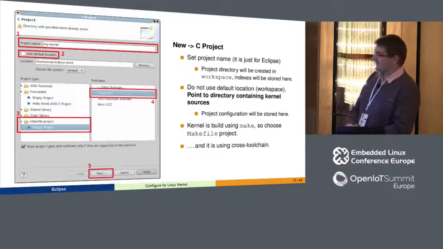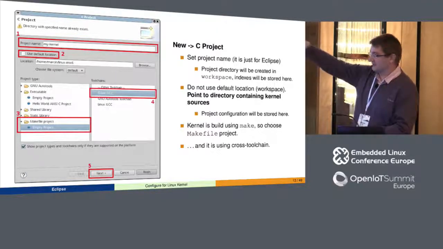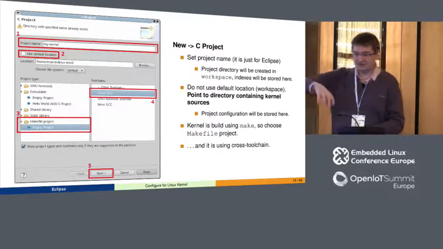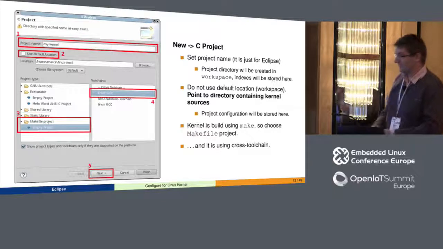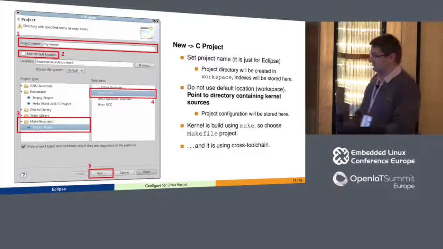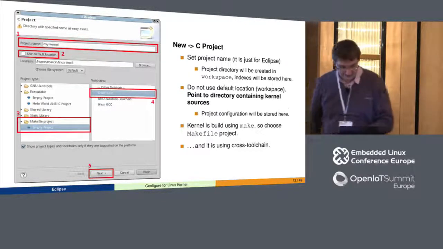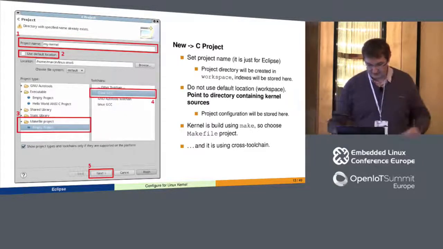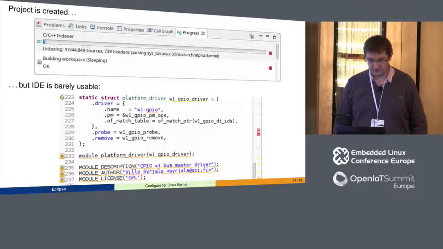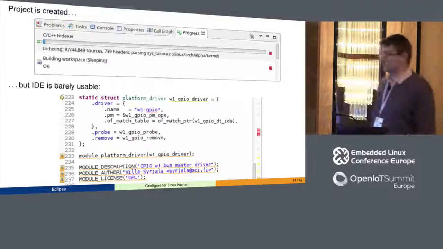The kernel is built using makefiles, so we choose the makefile project. This will make Eclipse not generate its own makefile. Eclipse is quite good at generating its own makefiles or using autoconf tools. In this case, we use the makefile and set the cross GCC. And it allows us to set what cross tools will be used. So what's next? Well, the project is created.